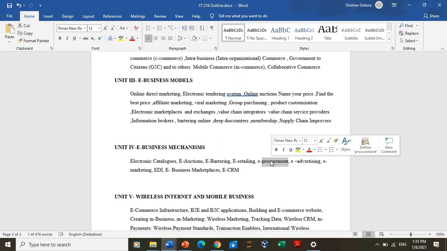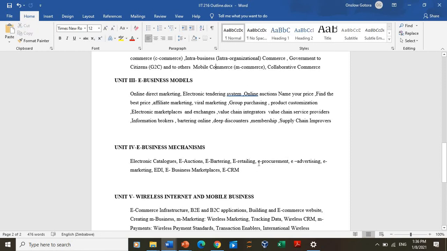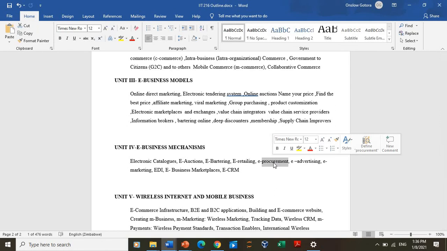And also of particular interest to you, we talked of e-procurement, customer relationship management, and also mobile. Right, we do cover that, of course, mobile commerce. So you look at that, but of particular importance, look at what is e-procurement, what are the types of e-procurement, and how can it be done online? And what is e-customer relationship management?